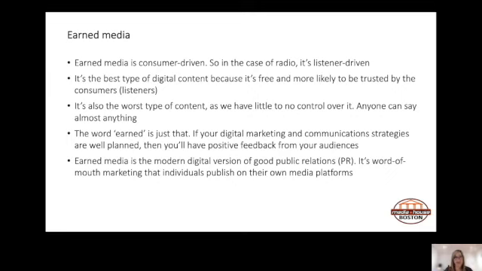However, the word earned is just that, okay? So if your digital marketing and communication strategies are well planned, then you'll earn favor and positive comments and participation from your audiences. This is valuable because the station doesn't have to pay anyone to say nice things about them. The listeners do so out of their own free will. So in this way, earned media is the modern digital version of good public relations, so good PR. It's the word of mouth marketing and commentary that individuals publish online and their own media platforms.